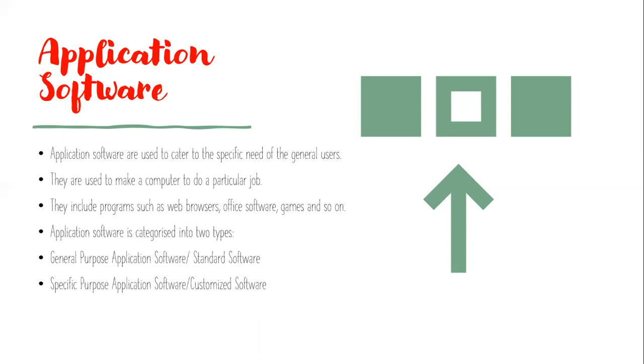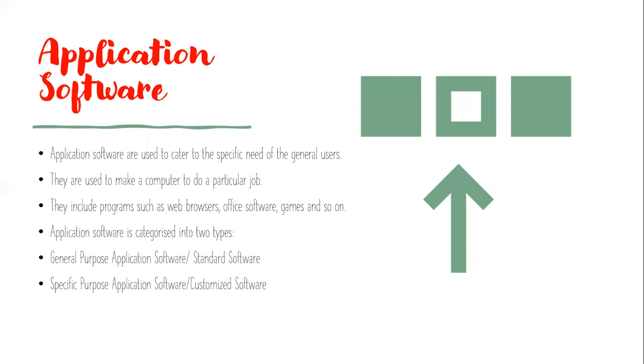For example, what are these application softwares? A web browser is also an application software. MS Office is also an application software. Games are also application software. Whatever applications are available on a mobile phone or a computer, each and everything comes under this only. So it is a software which is used for a particular purpose.